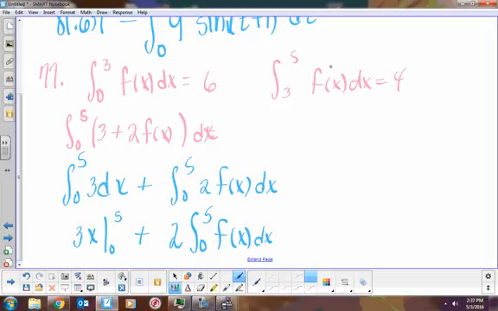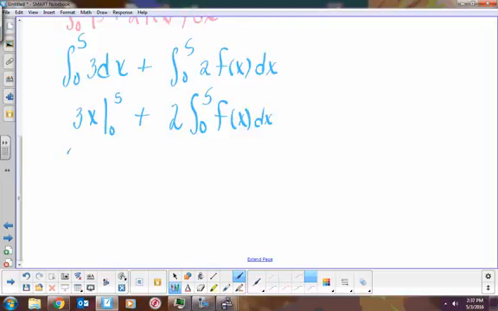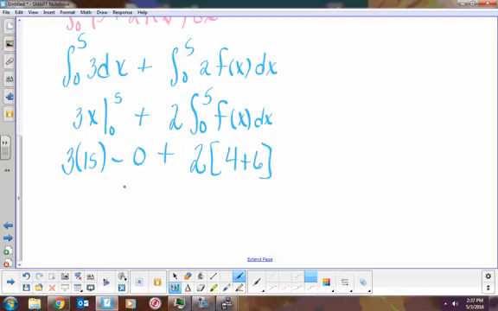This one requires the information above. 0 to 3 is 6, 3 to 5 is 4. What is it from 0 to 5? So this is going to be 3 times 15 minus 0, plus 2 times 4 plus 6. So that's going to be 45 plus, okay, so that's times 5. I'm going to say this is not the answer I got in class. So now this is going to be 15 plus 20, which is 35, and that was the answer.